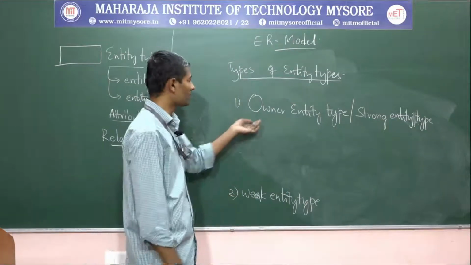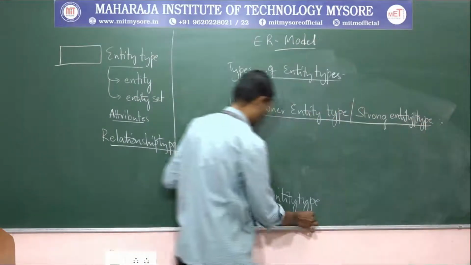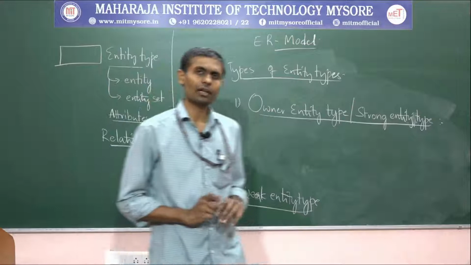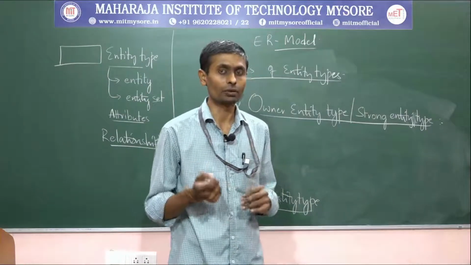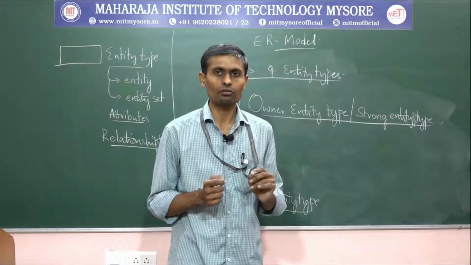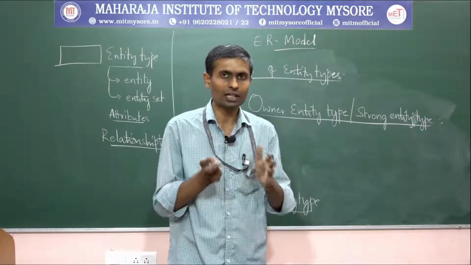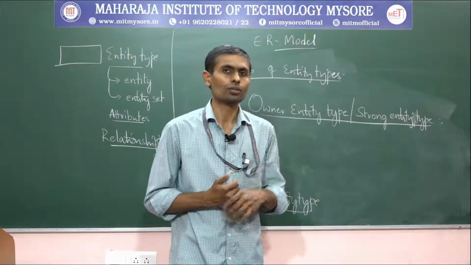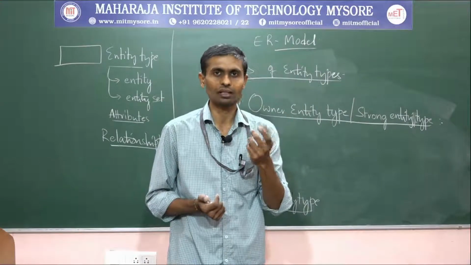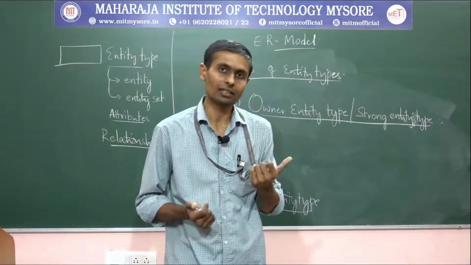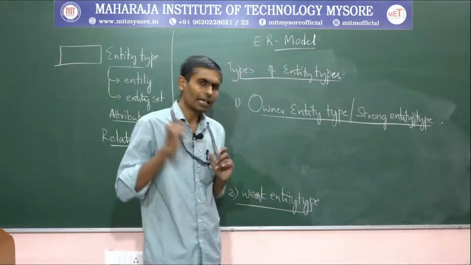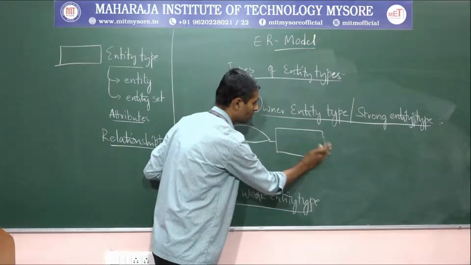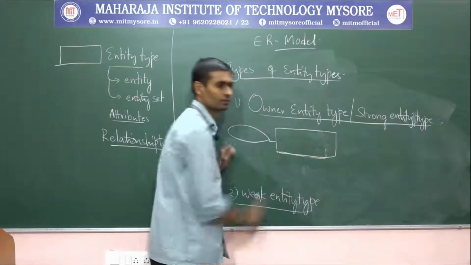Let me go on to discuss what is meant by strong and what is meant by weak entity type. If any entity type has a key attribute, we know what a key attribute is: an attribute which helps us in distinguishing the tuples, or we can say the entities in an entity type, right? So it's a major attribute that helps us in uniquely identifying each entity in an entity type, right? Suppose an entity type has such a key attribute.